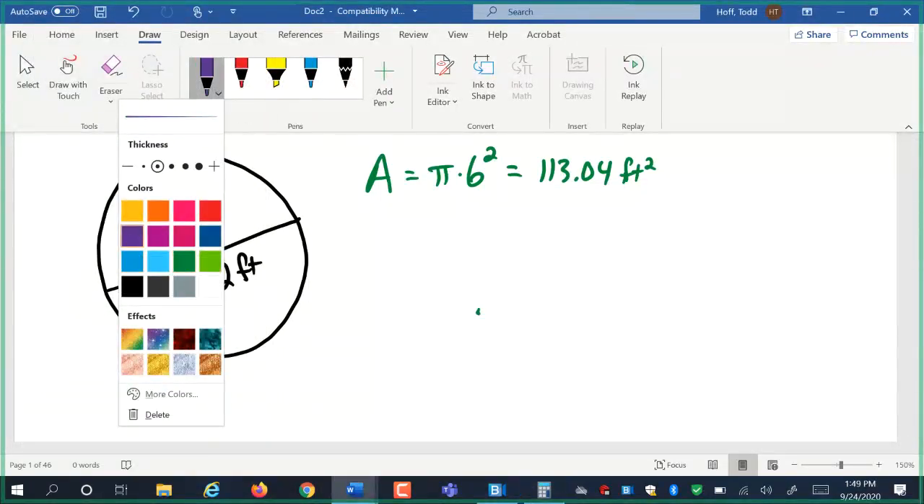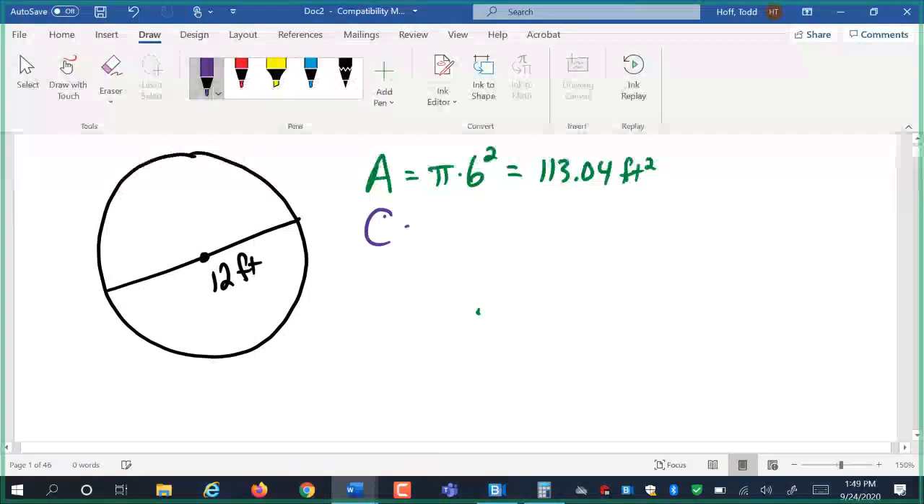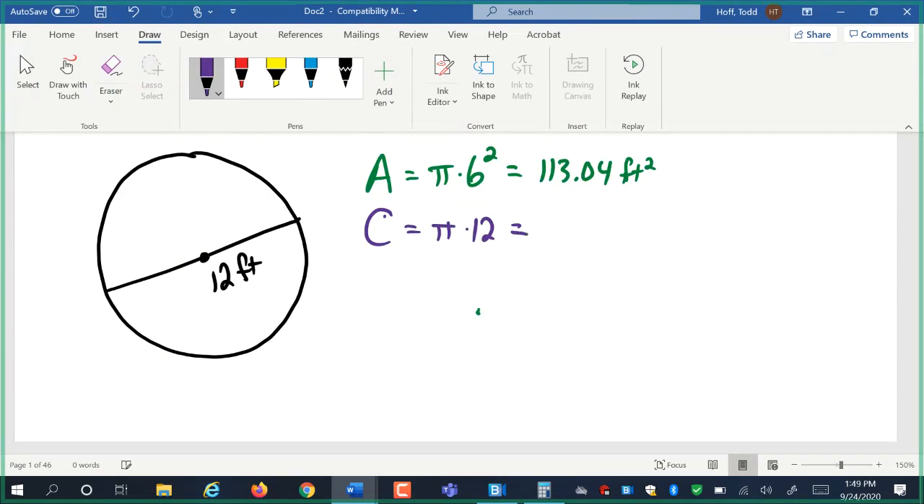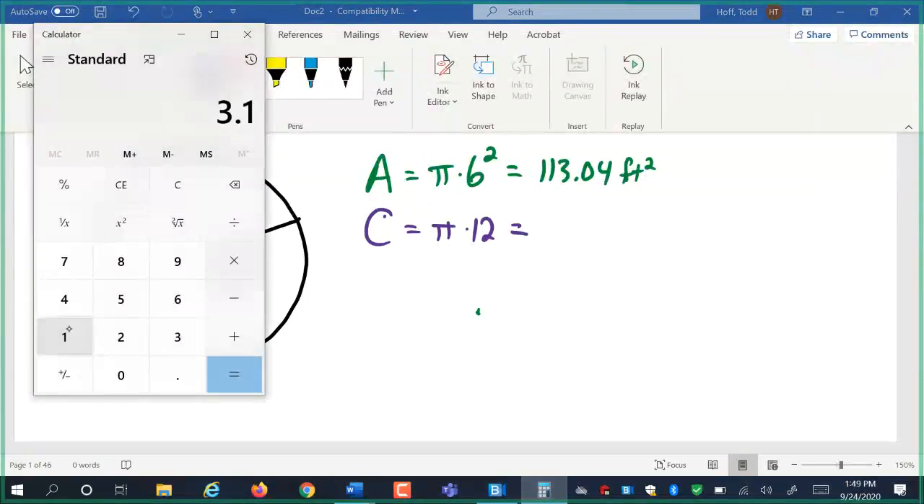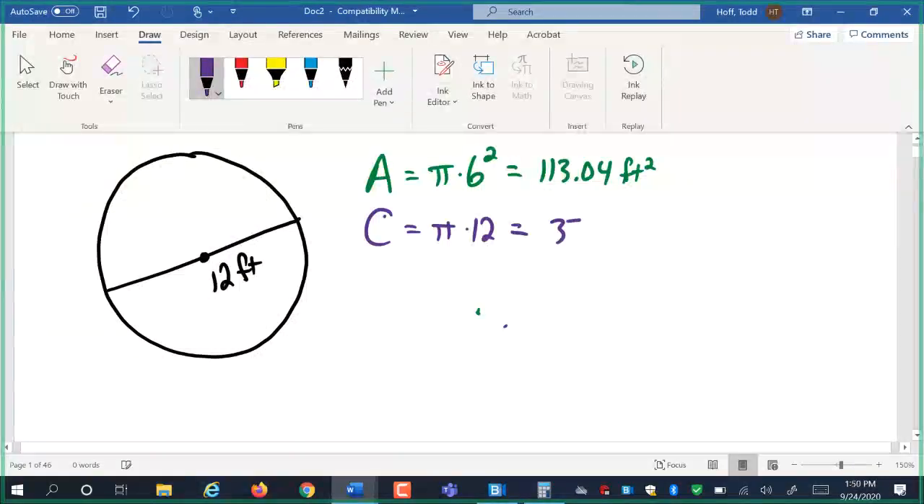The circumference of that circle would be pi times 12. Pi times diameter is all it's going to be, which is going to be 37.68 feet. That's just a length, is all that is for a perimeter.